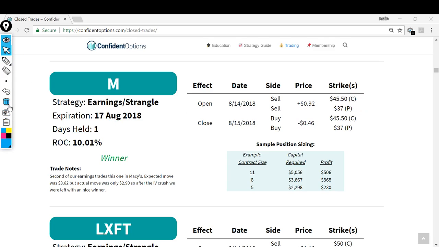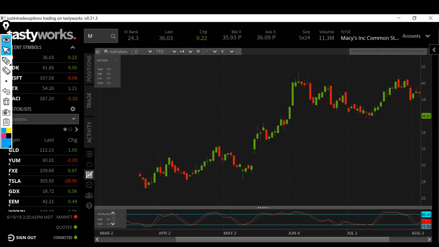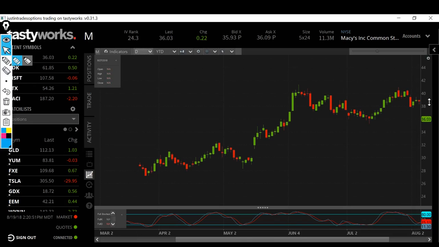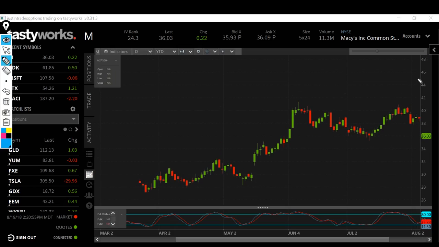Let's hop over to the chart on Macy's, ticker symbol M. We opened this trade on 8/14, and we sold the 45.50 and 37. So let's make this doable for us. All right, so we're up here at the 45.50 level, on the upper end here, and then we opened the 37s.